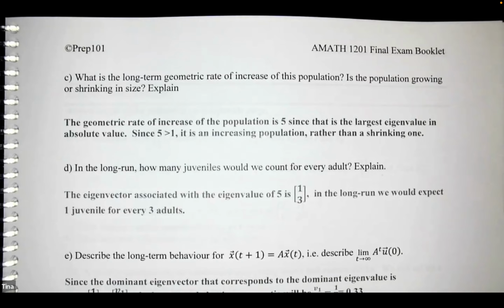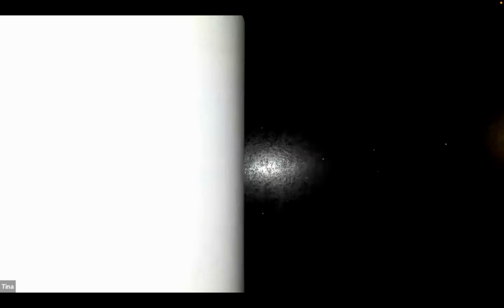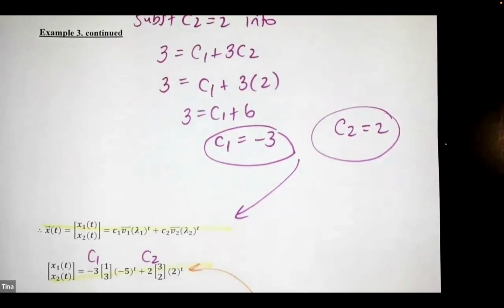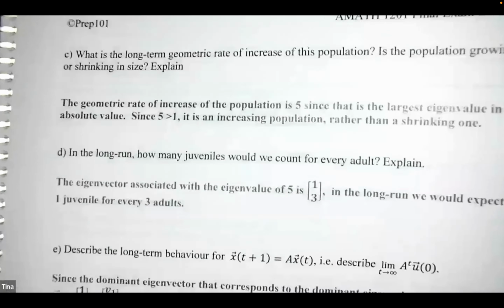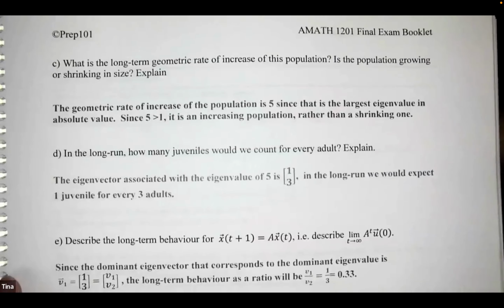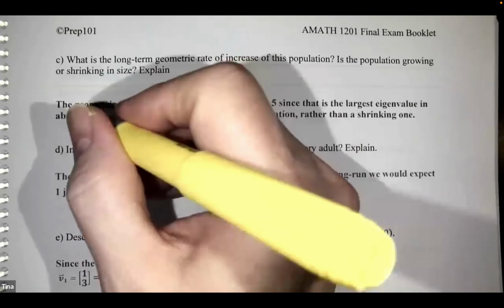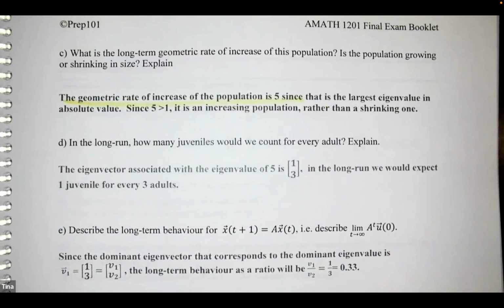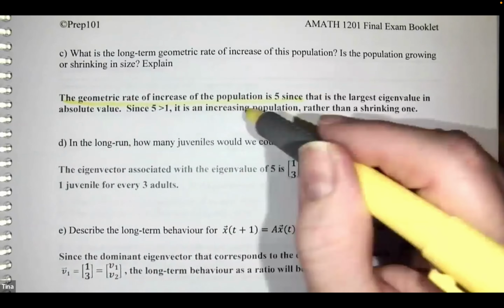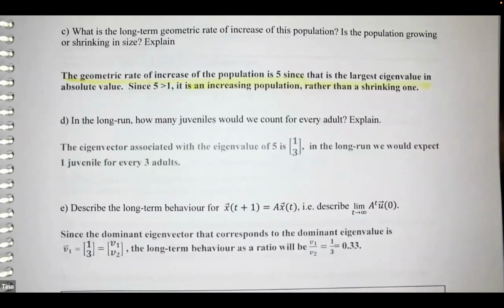So the long-term geometric rate of increase is going to be according to that largest eigenvalue in absolute value. So our eigenvalues were -5 and 2. So -5 absolute value is 5, is the larger one. So if they ask you about geometric rate of increase, it would be 5. And since 5 is greater than 1, it's going to be an increasing population. So it's not a fraction like a half.